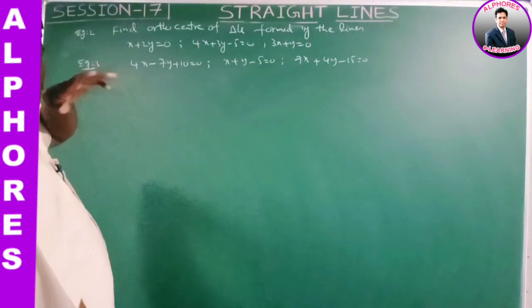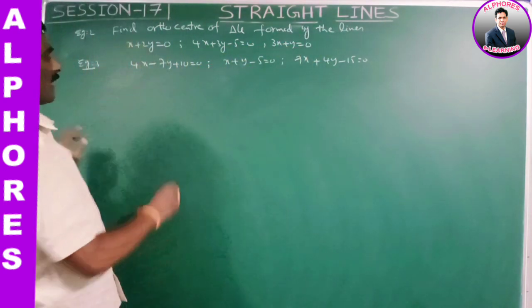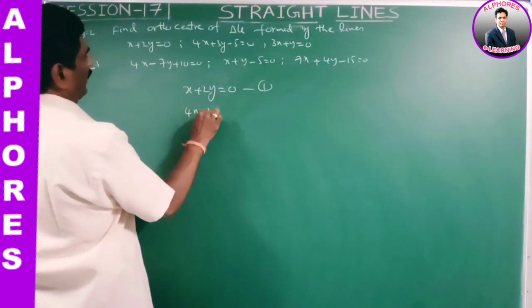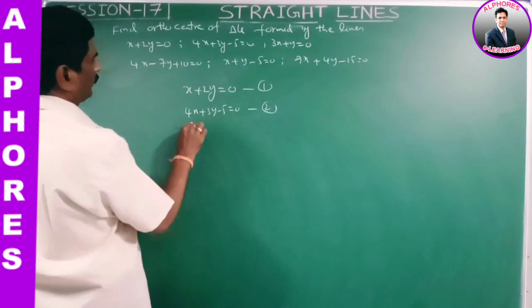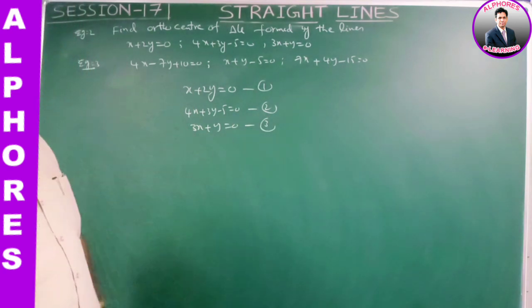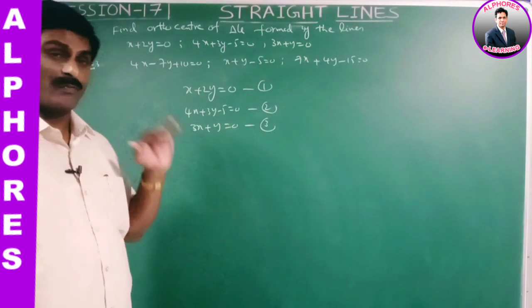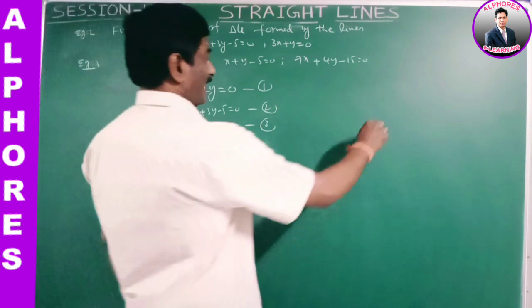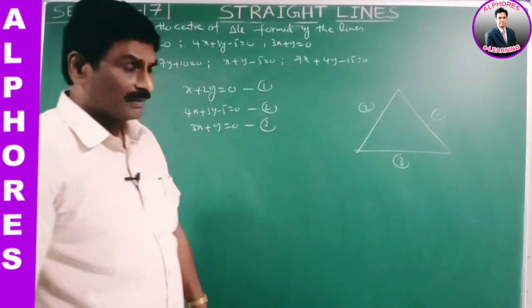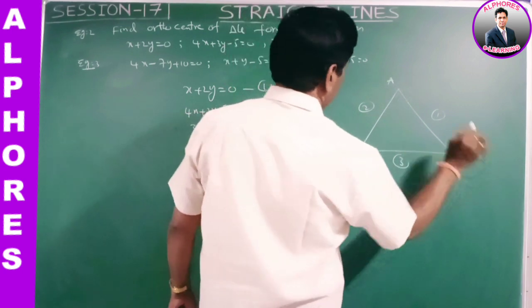Example 2. Find the orthocenter of the triangle formed by the lines x plus 2y is equal to 0, 4x plus 3y minus 5 is equal to 0, and 3x plus y is equal to 0. Here 3 lines are given, and we find the orthocenter. In the previous case, 3 vertices were given. In this case, 3 lines are given. Say it is the first line, the second line, the third line. Say the vertices are A, B, and C.